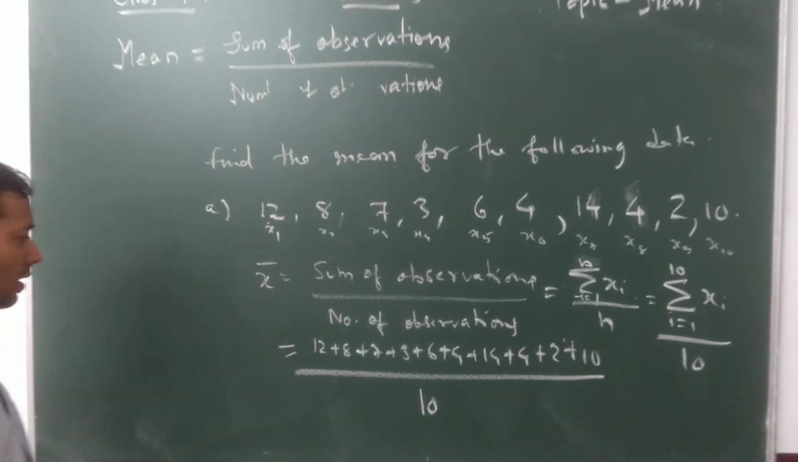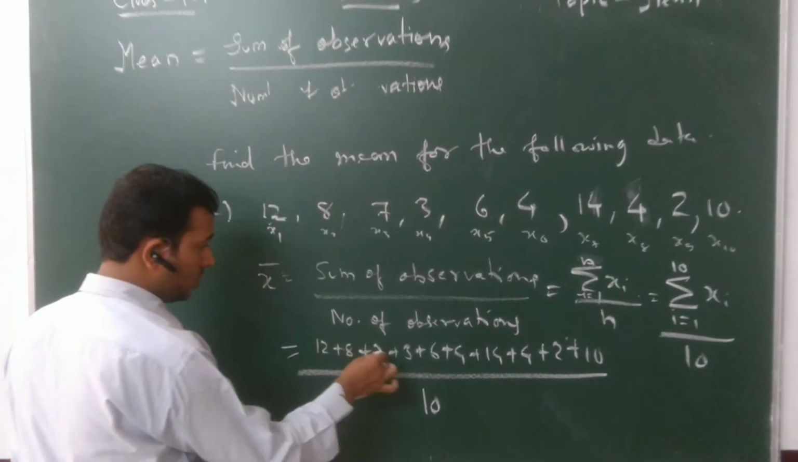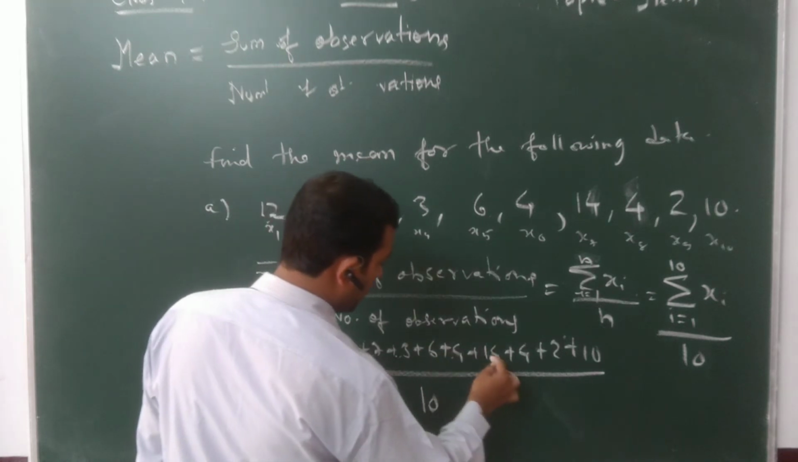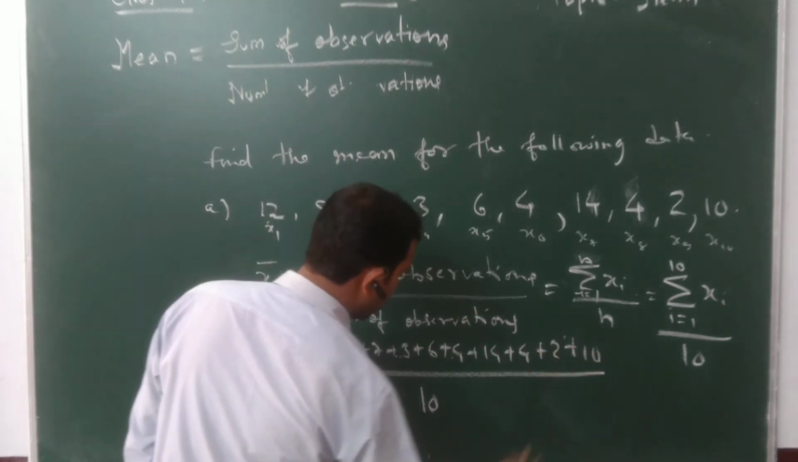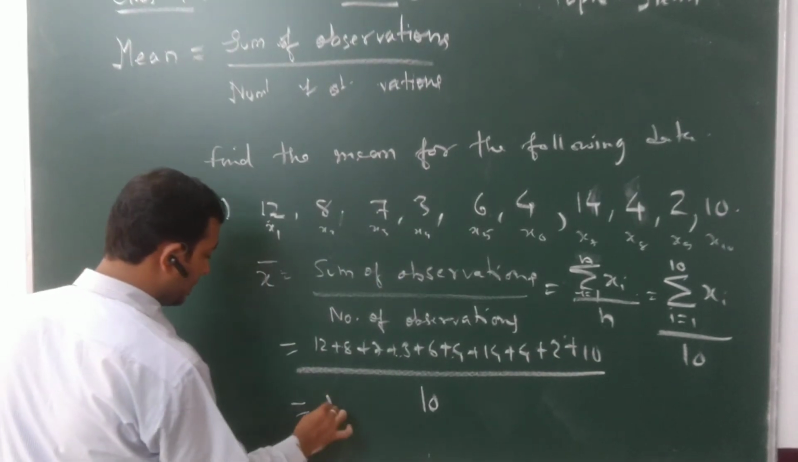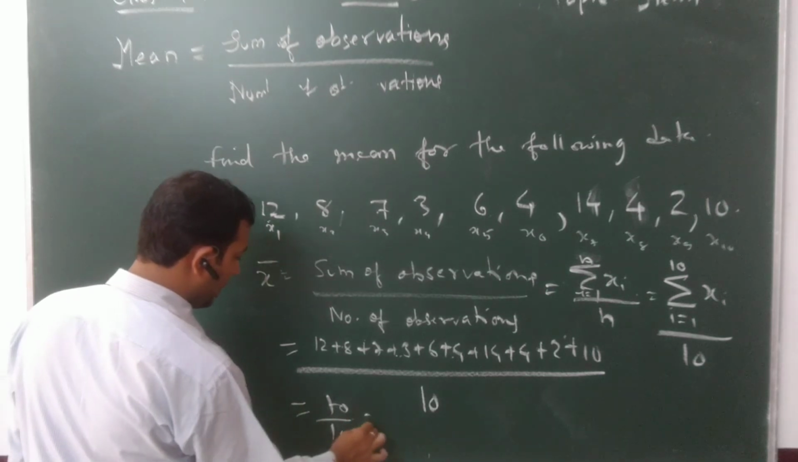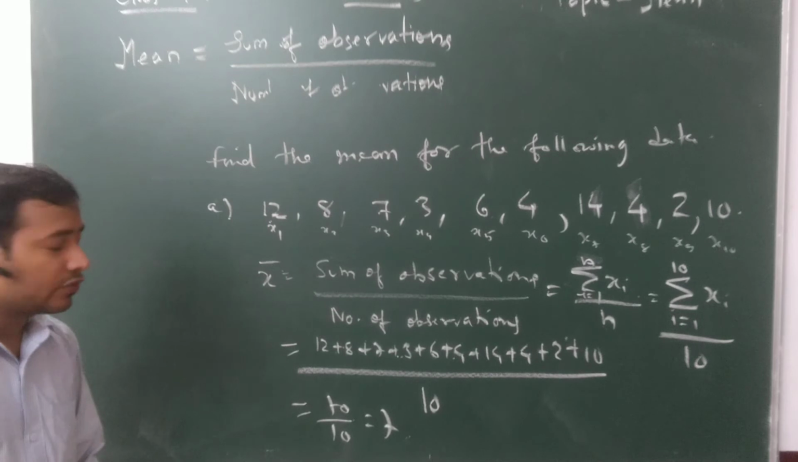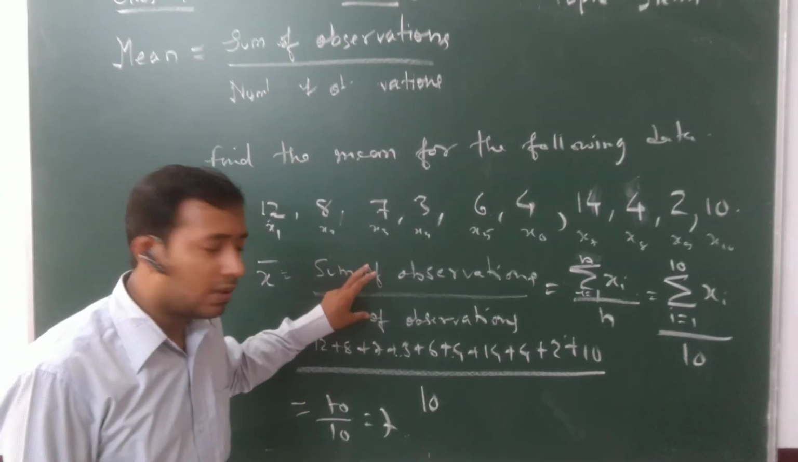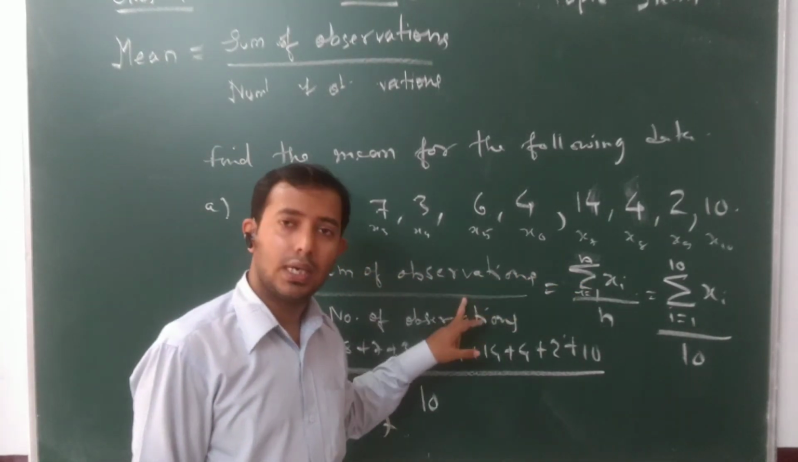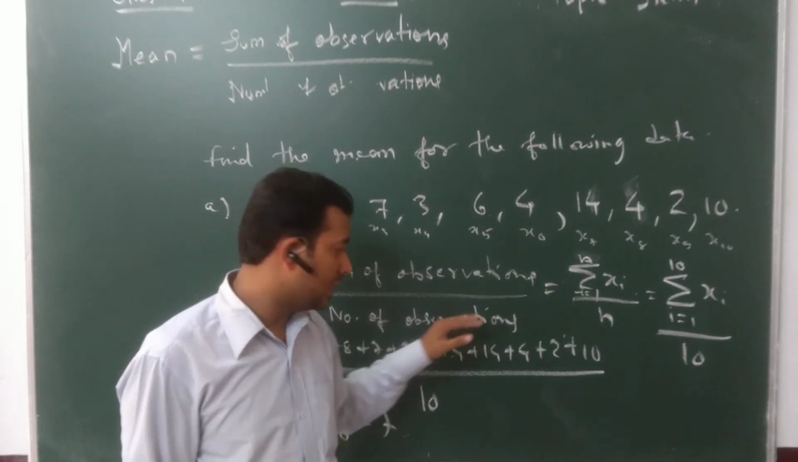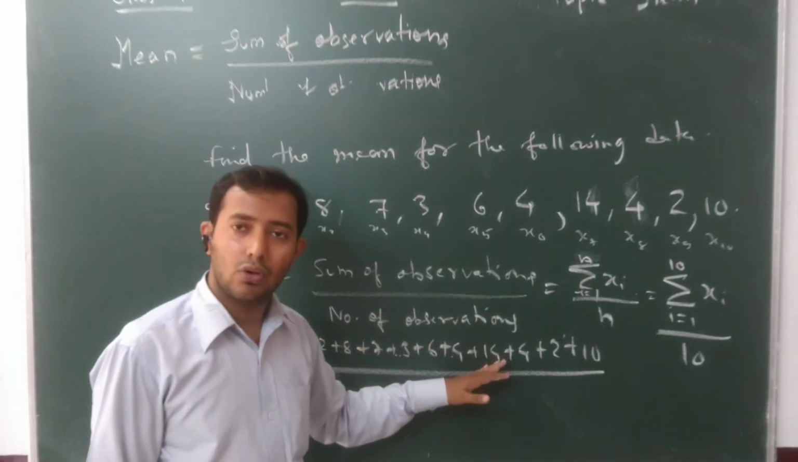So if you see this one, how much do we get? 10, 20, 30, 40, 50, 60, 70. We are getting 70 by 10, and our answer is 7. This is the way we need to find it. And this formula and this one are the same. You can see here, sum of observations. That means you need to add them all.